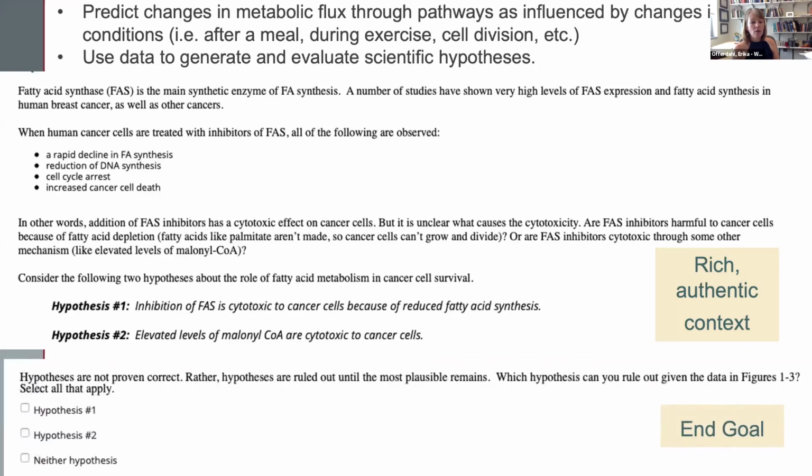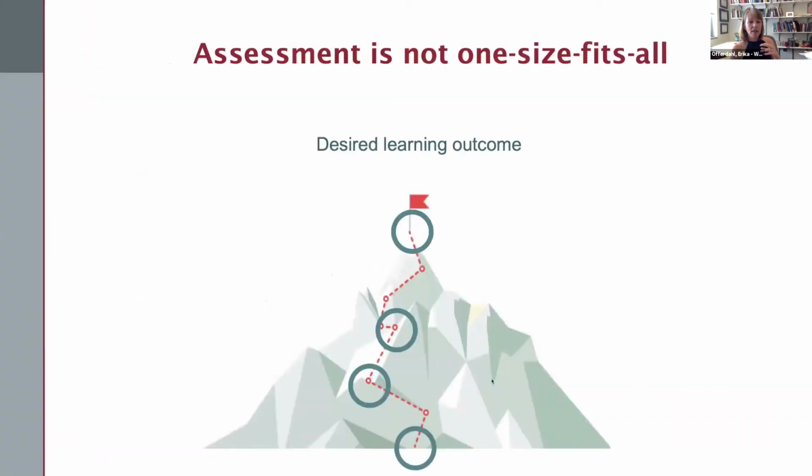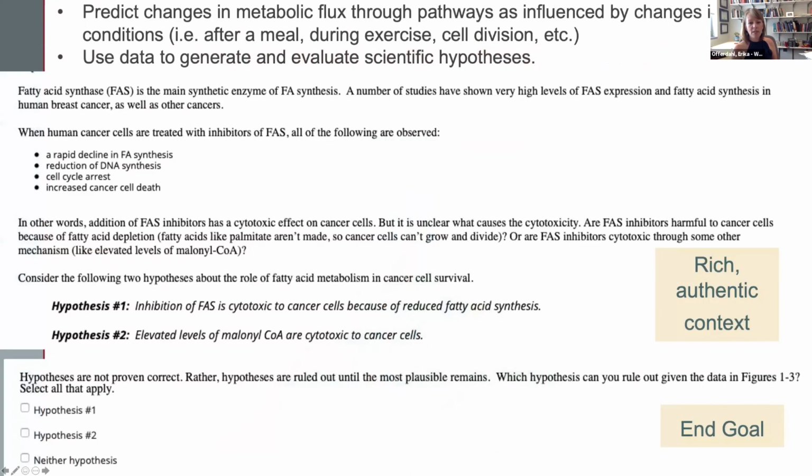Now, the end goal is eventually, in Blackboard, they're going to be clicking in which of these hypotheses has the most support. We're not proving a hypothesis correct, we're ruling hypotheses out. And how do your data actually help you rule them out? That's the end goal. But if I were to just jump right to that last question, which is, which of these hypotheses can you rule out with figures 1, 2, or 3?